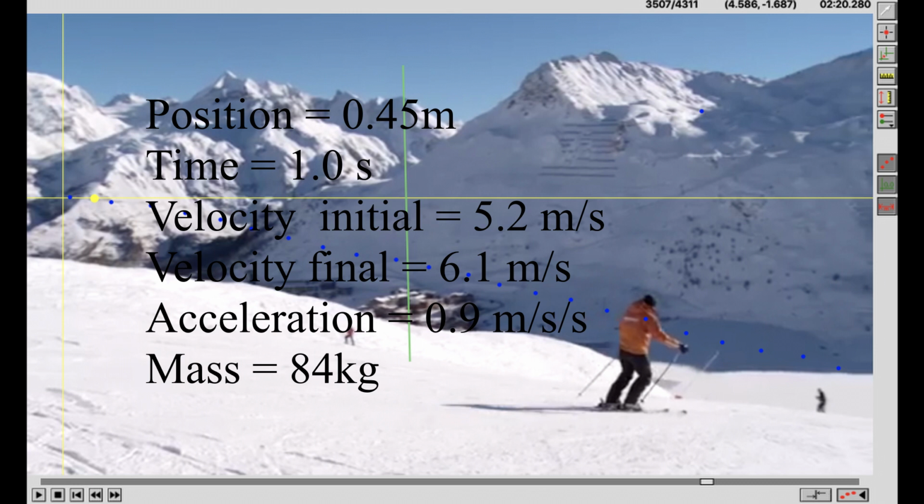The quantities of motion we found for our horizontal launch were the position of 0.45 meters, the time of approximately 1 second, the initial velocity of 5.2 meters per second, the final velocity of 6.1 meters per second, the acceleration of 0.9 meters per second squared, and the mass of 84 kilograms.